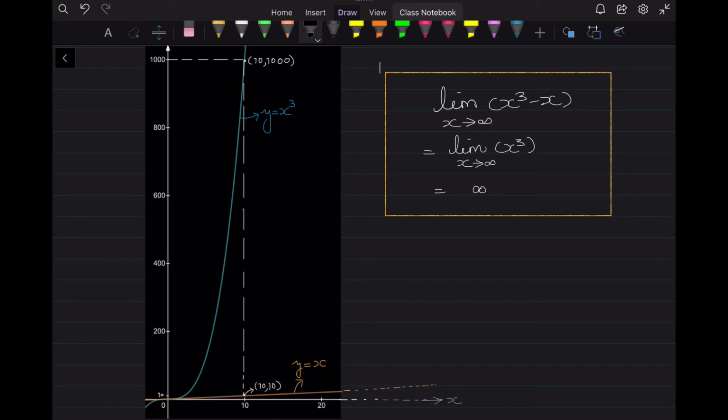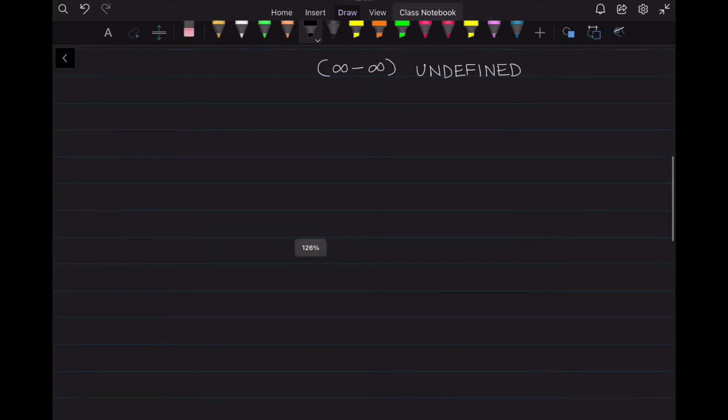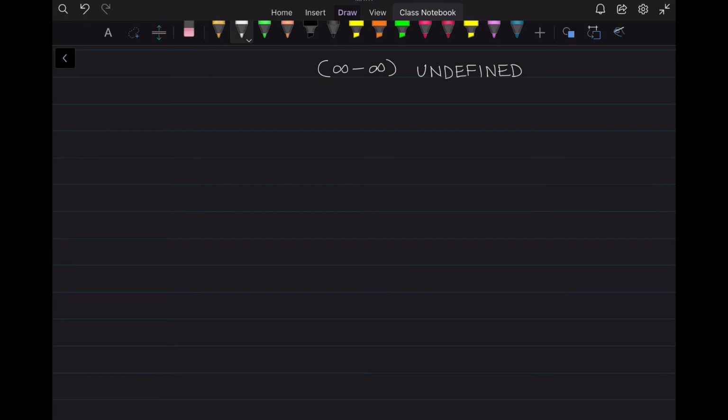And we can use the same approach even if a function is not a polynomial. So let's quickly look at a function which is not a polynomial. Suppose I have a function defined as e to the power of x minus 7 to the power of x. And let's say we have to determine the limit of e to the power of x minus 7 to the power of x as x approaches infinity.